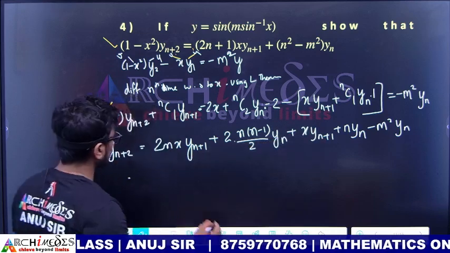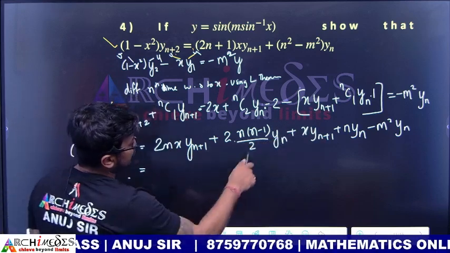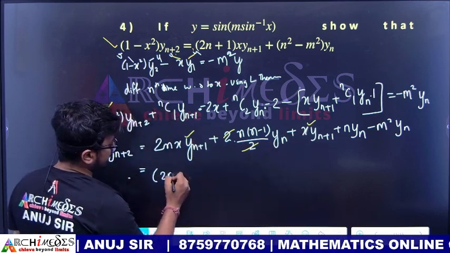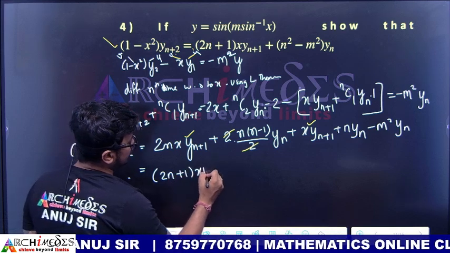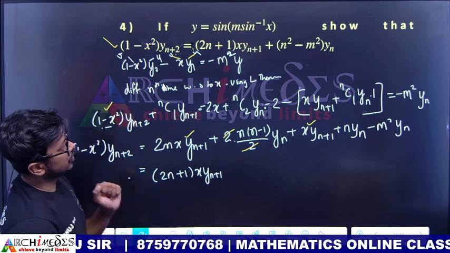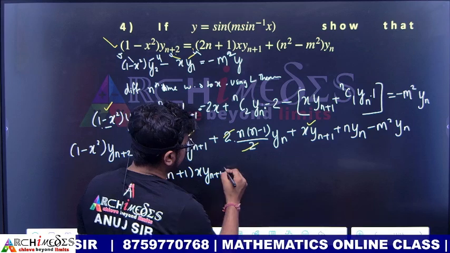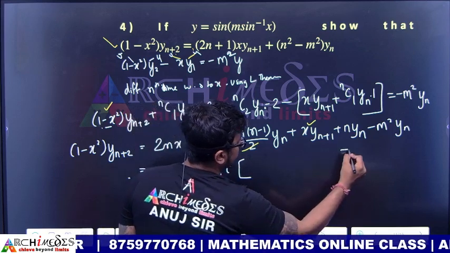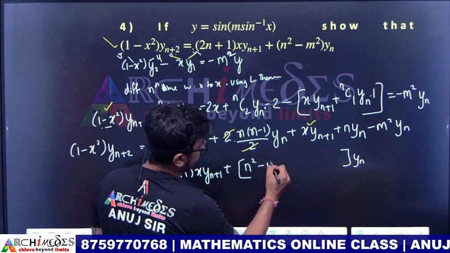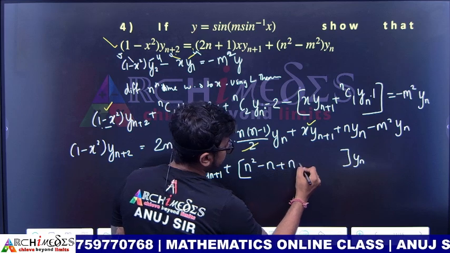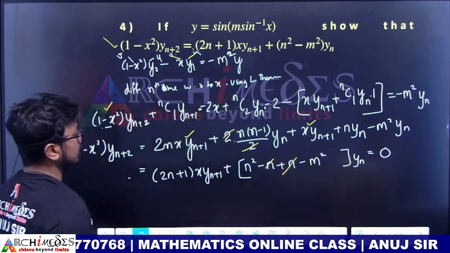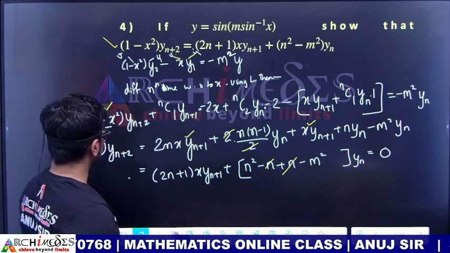Clear? So if you notice this one, the 2 cancels, and this part is common. So 2n plus 1, because if we take x y to the power n plus 1 as common, you are getting 2n plus 1. So if you see the y n part, in another bracket, when I open the bracket, it becomes n square minus n, this becomes plus n, and this becomes minus m square. So n cancels, so n square minus m square over here. So proved.